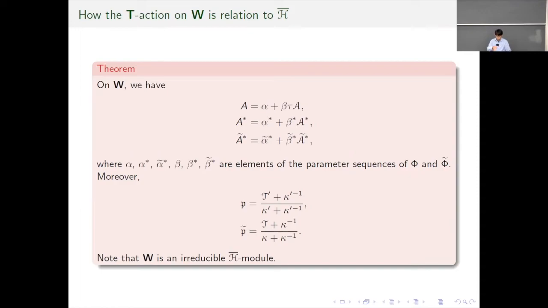Further, the projection onto mx hat and mc hat acts as this element. The proof is a routine computation, just to find the matrix representation of this element and that element and compare with the matrix representation of P and P tilde, same as these three equations. And also because our T module W is irreducible, W is also an irreducible H bar module. All right, so this is the main result. And now I just give several remarks about the nil-DAHA H bar.